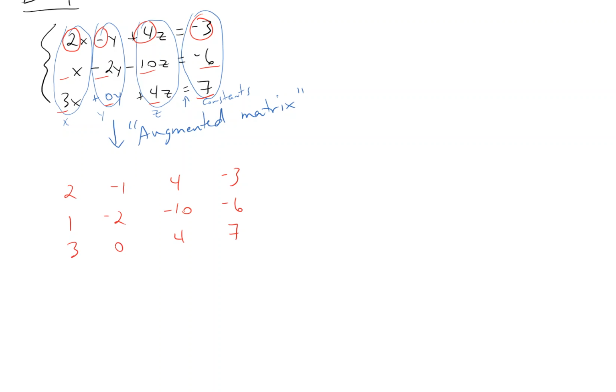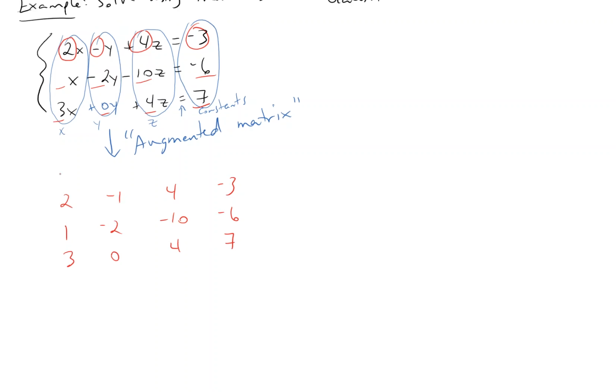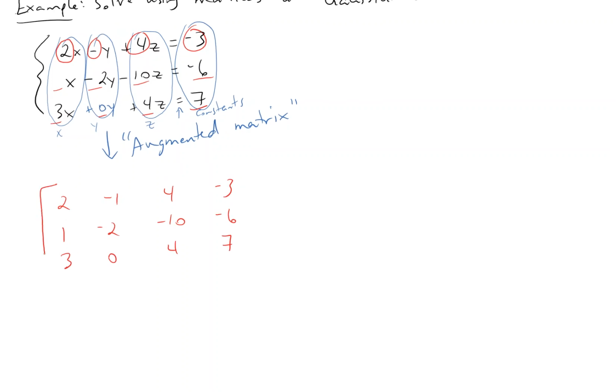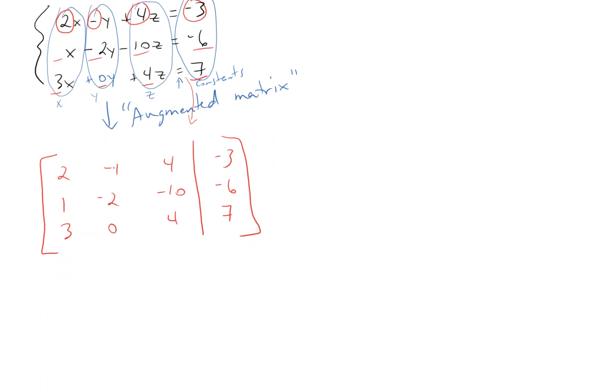To indicate that it is a matrix, we put brackets around it. And to make it an augmented matrix, we separate where the equals is. The equals corresponds to this vertical line in the matrix. Now we know what this represents: 2x minus 1y plus 4z equals -3, 1x minus 2y minus 10z equals -6, etc.